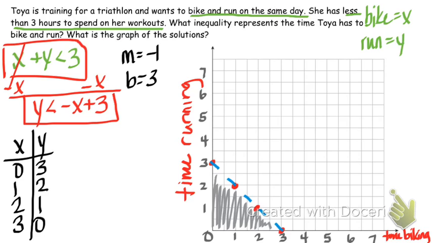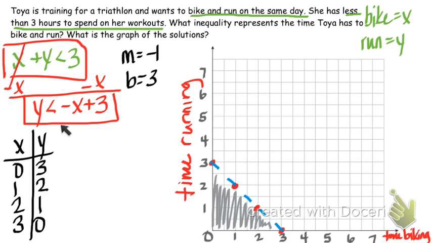I originally wrote my equation in standard form. It would have been x, which represented biking, and then y, which represented her time running, had to be less than 3. But graphing that is not very fun, so I moved my equation around and solved it so that it would be in slope-intercept form. So my inequality now is y is less than negative x plus 3. That made my y-intercept 3, and it made my slope negative 1. So y-intercept, here's 3, slope is negative 1.